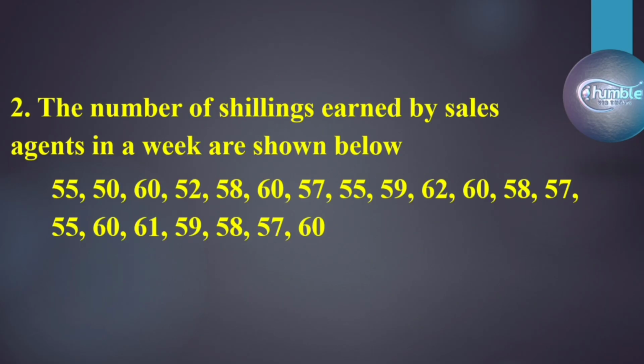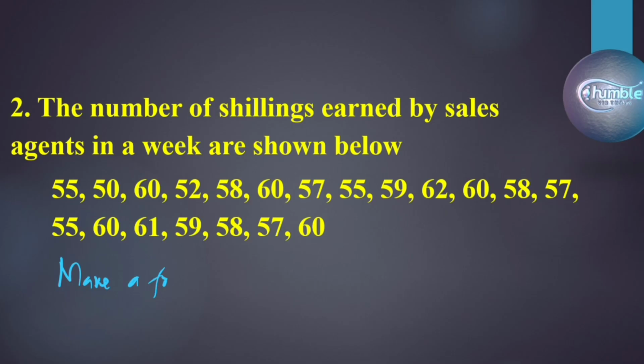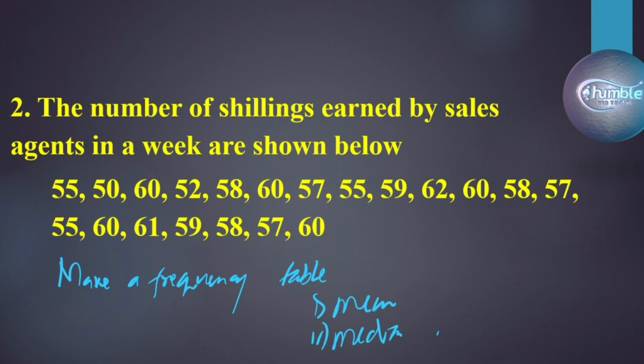Example 2. The number of shillings earned by sales agents in a week are shown below. So we have those particular scores. Then we are being told to make a frequency distribution table, and then from there determine the mean, median, and mode. So we want to work with all this using this particular data.